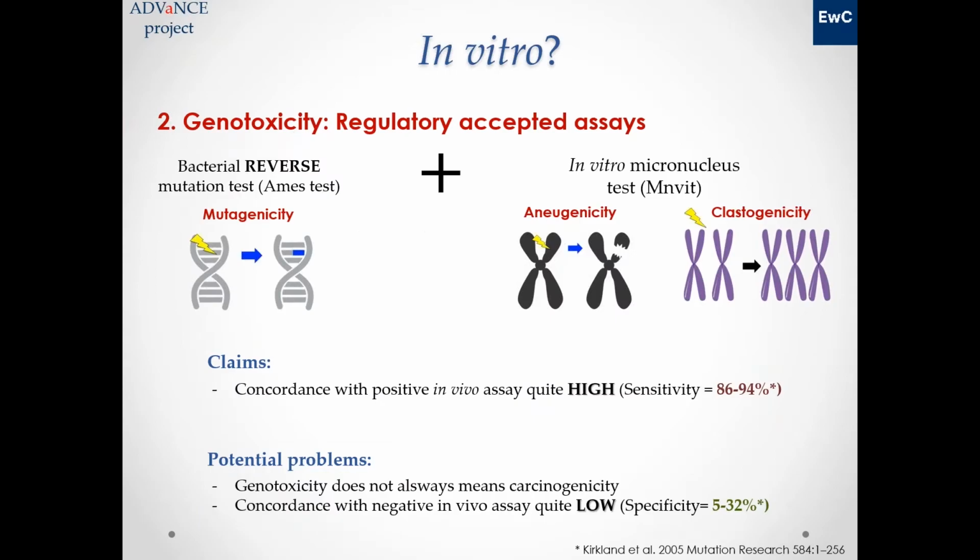The other in vitro assays which are available focus only on genotoxicity. We have the regulatory accepted assays, going mostly towards execution of only a 2-test battery, the Ames test and micronucleus. The claim is that the concordance with the positive in vivo assay is quite high. The potential problem is that genotoxicity doesn't always mean carcinogenicity, because you can have repair mechanisms and so on, and concordance with the negative in vivo assay is quite low.